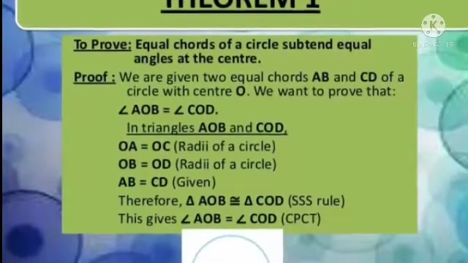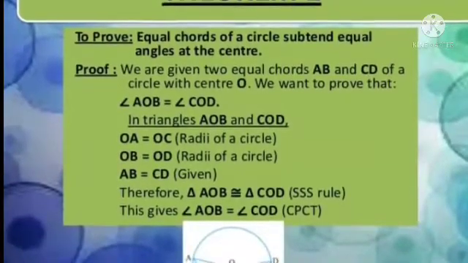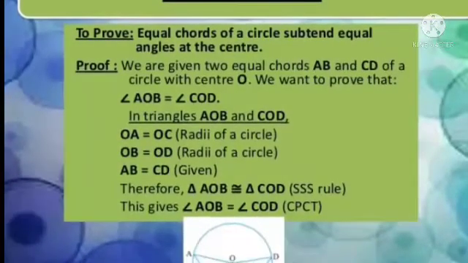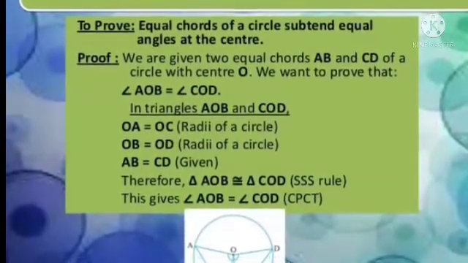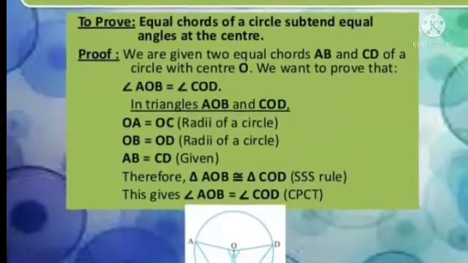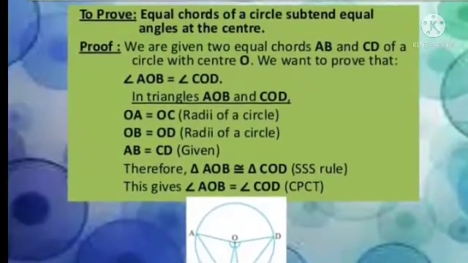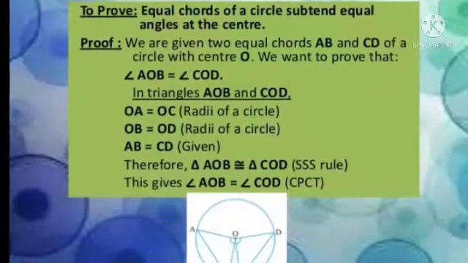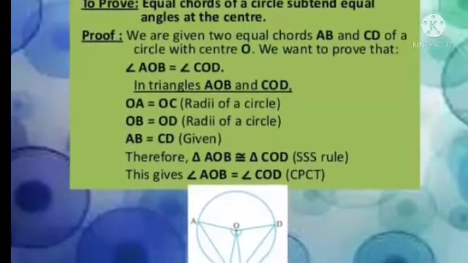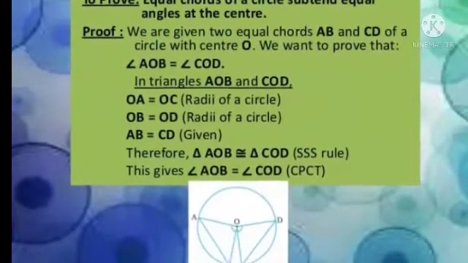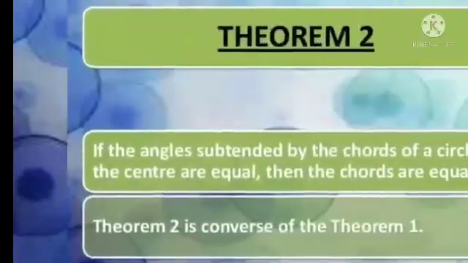In triangles AOB and COD, OA is equal to OC, radii of a circle. OB is equal to OD, radii of a circle. AB is equal to CD is given. Therefore, triangle AOB is congruent to triangle COD by SSS rule. This gives angle AOB is equal to angle COD by CPCT.